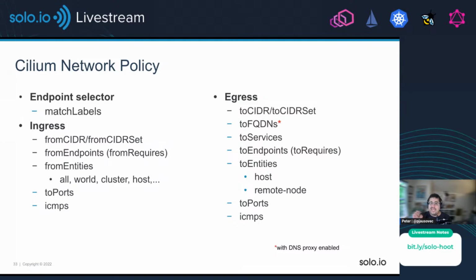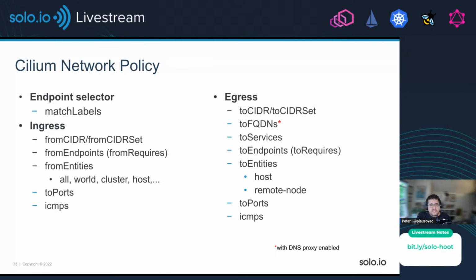Now, on the egress side, we have similar fields. So we have the to CIDR set, right? To endpoints, to entities. But there's also two egress-specific, I guess, fields. One is called to FQDNs, and the other one is called to services. So the to FQDNs allows us to specify a fully qualified domain name. So we can say to hello.com or star.hello.com, and then do the matching and policies based on that.